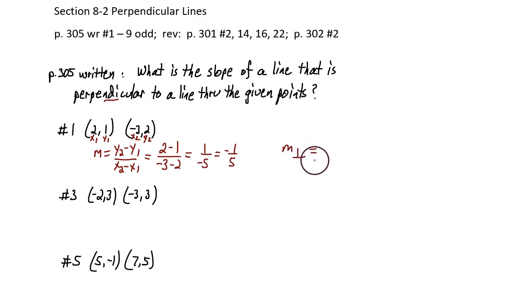It will be the negative reciprocal of negative 1/5. So when you take the negative reciprocal of something, you change the sign, that becomes positive, and you flip upside down the number. It becomes 5 over 1. This is simply 5.